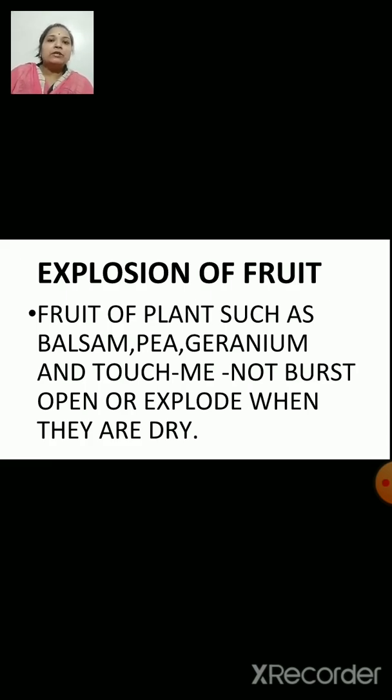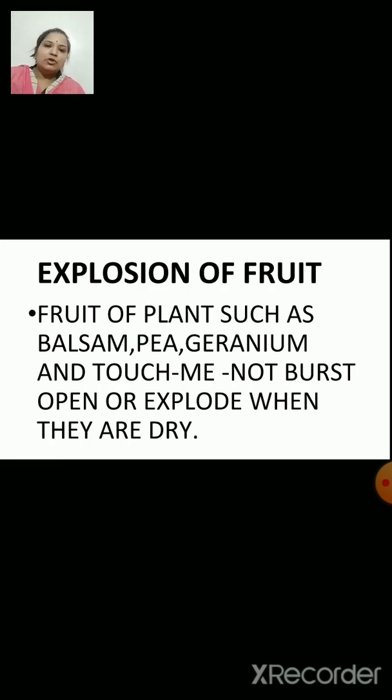They produce seed pods which dry in the sun. As the pod dries, it eventually splits. It breaks open, with the forceful ejection of the seeds, flying as far away as possible from the original plant, such as balsam, pea, geranium, and touch-me-not. They burst open when they are dry, and the seeds are scattered to far off places.